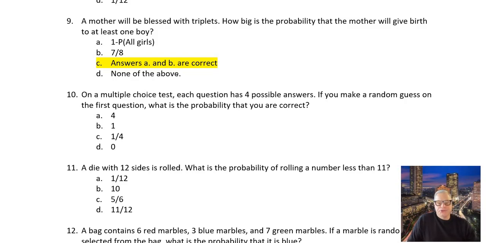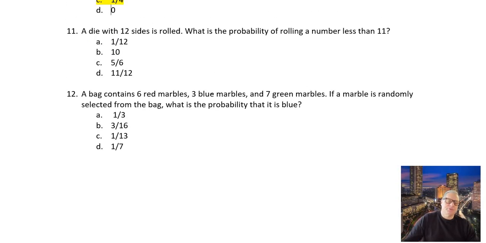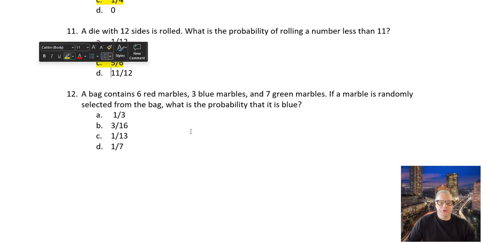On a multiple choice test, each question has 4 possible answers. If you make a random guess on the first question, what's the probability that you get it correct? Well, that's obviously 1 out of 4, 1/4. Let's assume there is a die that has 12 sides. What's the probability of rolling a number less than 11? Well, that would be 10 over 12 or 5 over 6 if you round it. So I think this is pretty straightforward.